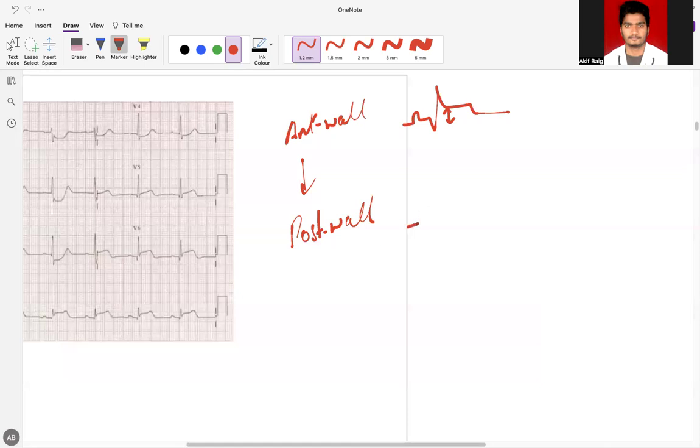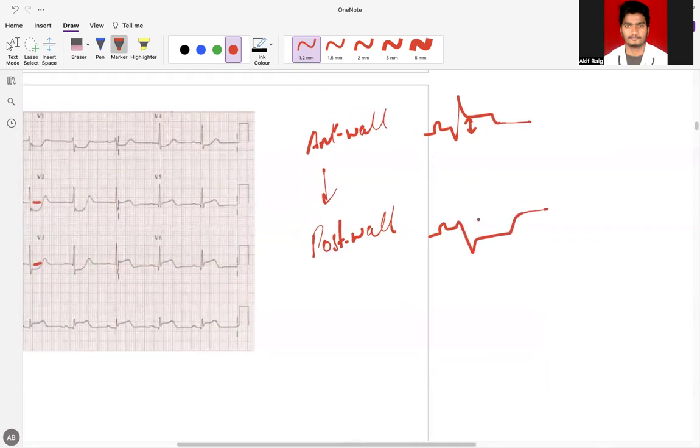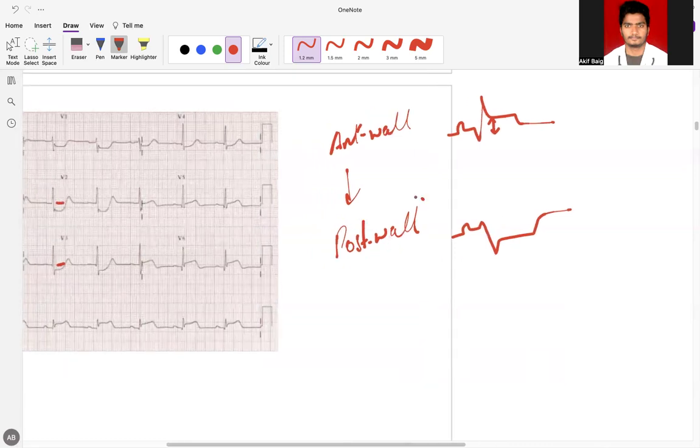In the posterior wall, there will be opposite changes. That means you will see an ST segment depression here. So in place of elevation, you'll see a depression. So this depression change is seen in the posterior wall. Supposing that the patient has a posterior wall MI, the patient develops STEMI in the posterior wall.